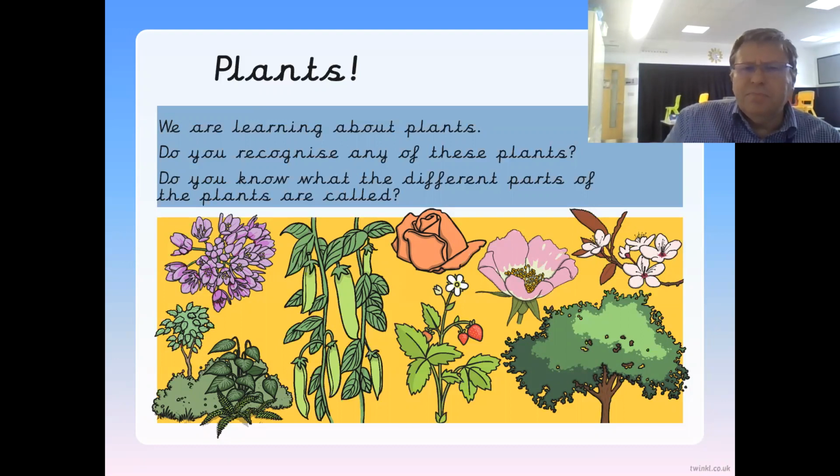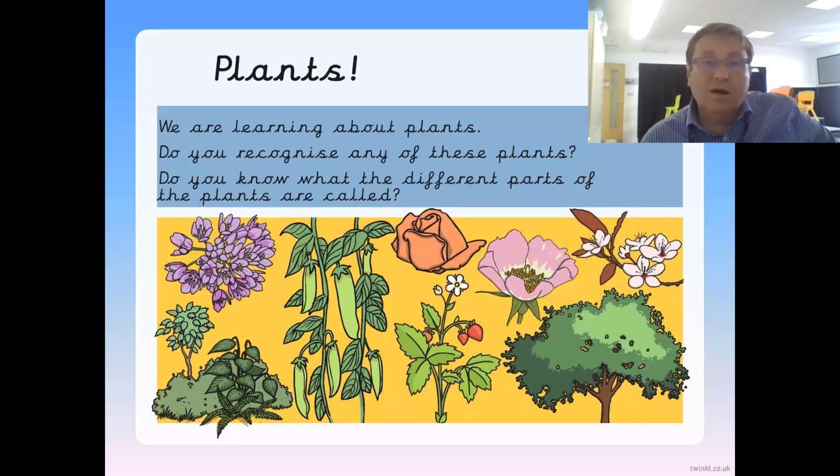Now, do you know what the different parts of the plants are called? Maybe, if you're really good at naming plants, and you've got a garden, you could go out with one of your parents and see if you can help name the plants in your garden, or maybe go for a walk in the park and name some of the plants that you see.